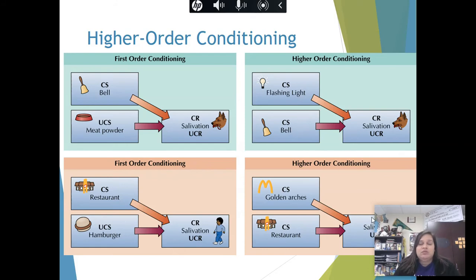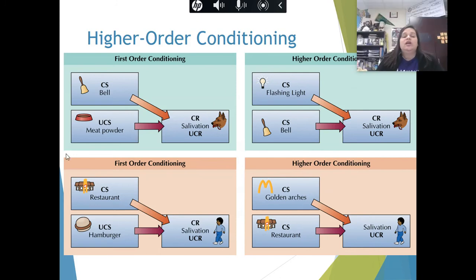Another example of this that maybe is a little bit more realistic here for us to understand is that we smell a hamburger, we salivate. We see this restaurant, we don't necessarily have a response, but you pair that restaurant with that burger, eventually you salivate to just seeing the restaurant. So now the restaurant is a conditioned stimulus. Well, what if that restaurant happens to have golden arches on it? Then you see golden arches, you go to the restaurant, you salivate. See golden arches, go to the restaurant, you salivate. Eventually, you're salivating just to seeing golden arches.